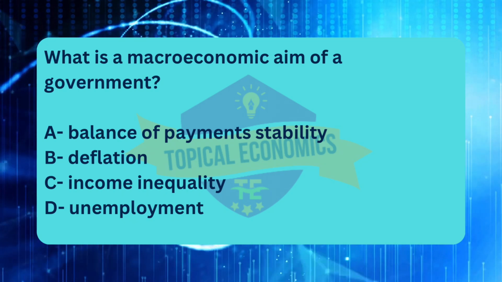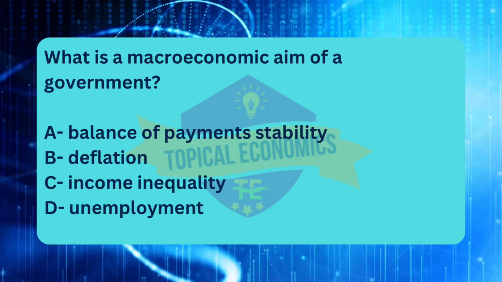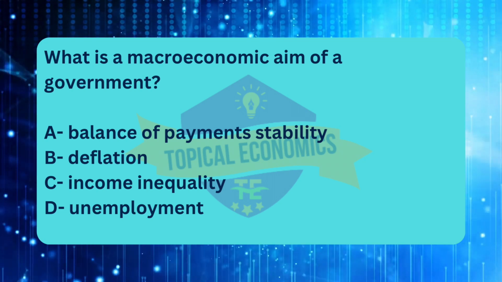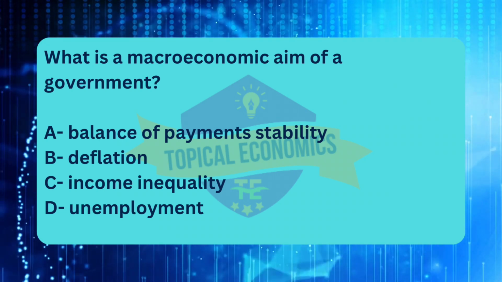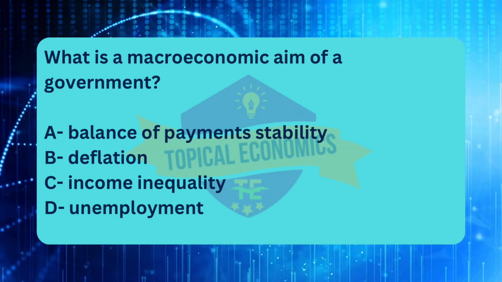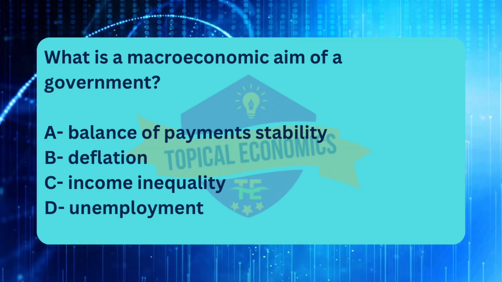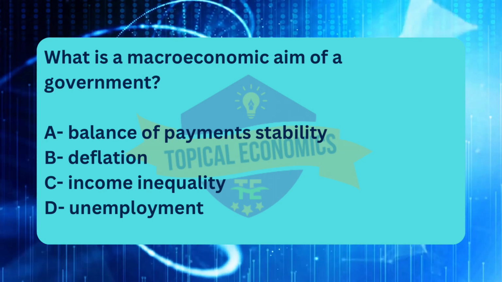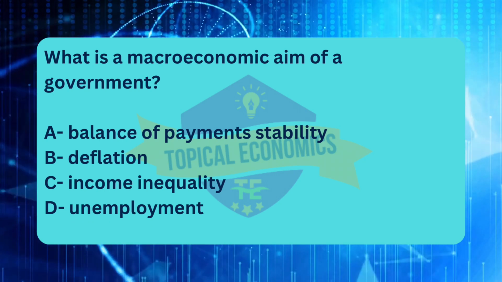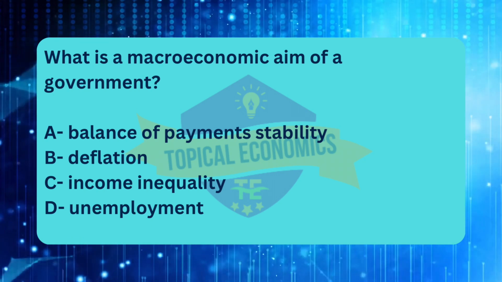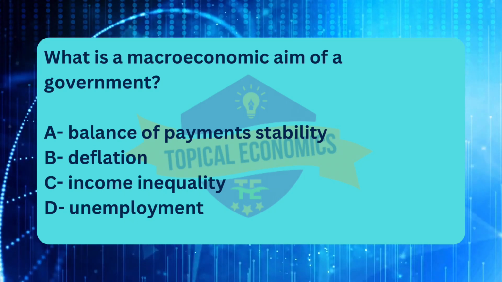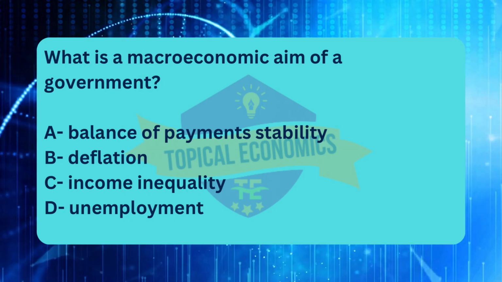Analyzing the other options. Option B, deflation. A decrease in the general price level is typically not an aim of governments because it can signal an economic slowdown or recession. Next, Option C, income inequality. While reducing income inequality is a social goal, it's not a specific macroeconomic aim in the strict sense. However, policies addressing income inequality can be part of broader macroeconomic strategies.